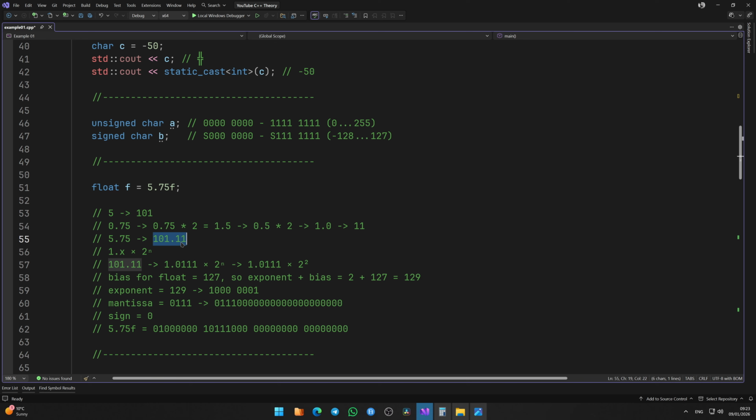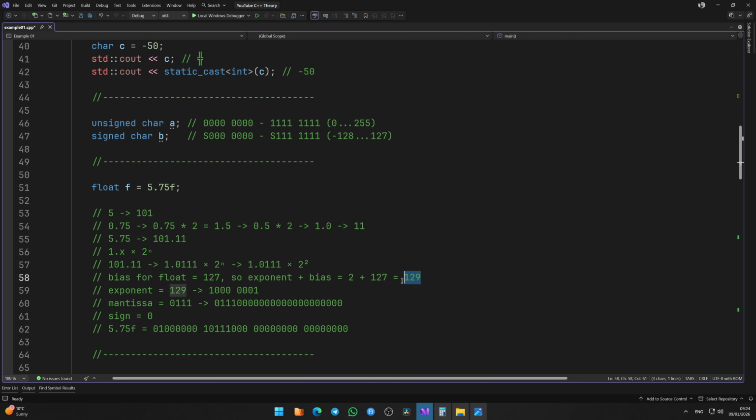101.11. Next, we normalize it into scientific binary form. That's 1.x times 2 to the power n. And we move the binary point left until only one digit remains before it. So it's 1.0111 times 2 to the power 2. Here, n equals 2 since we shifted 2 places. Now we add the bias. For float, the bias is 127, so 127 plus 2 equals 129.